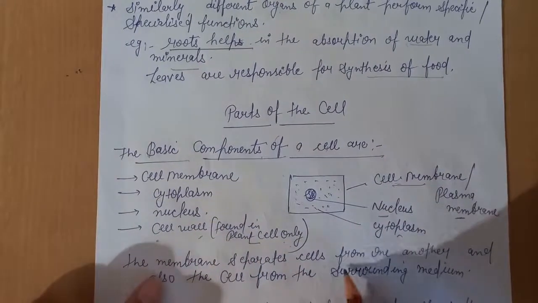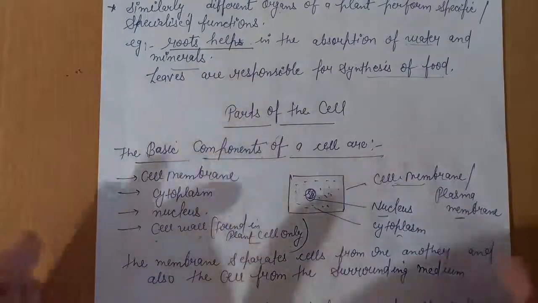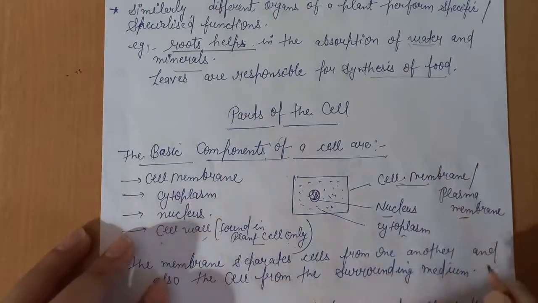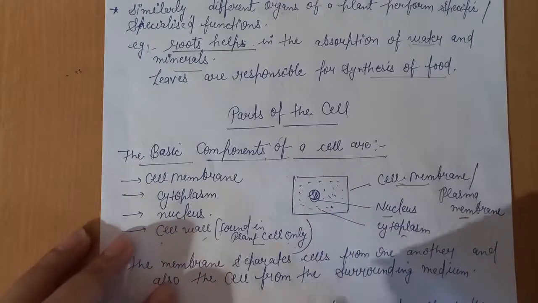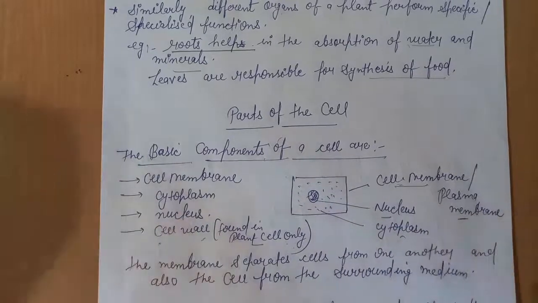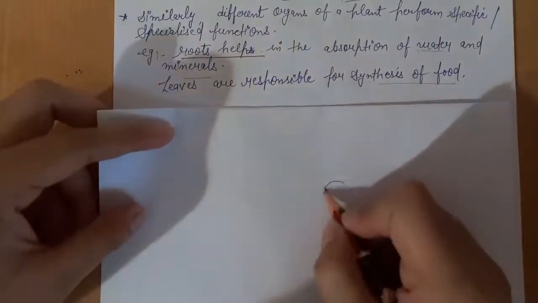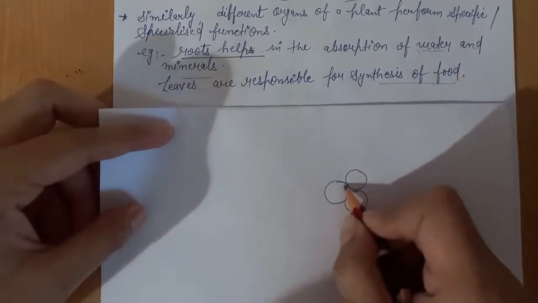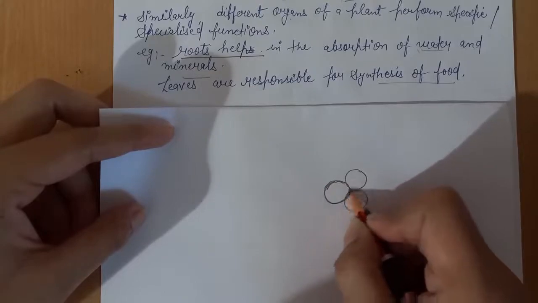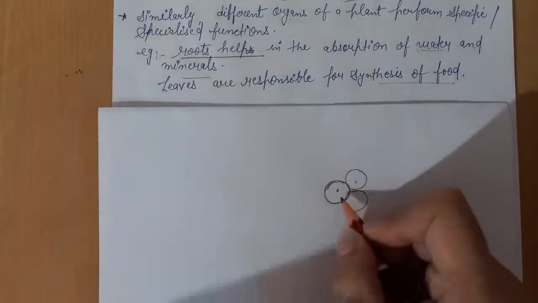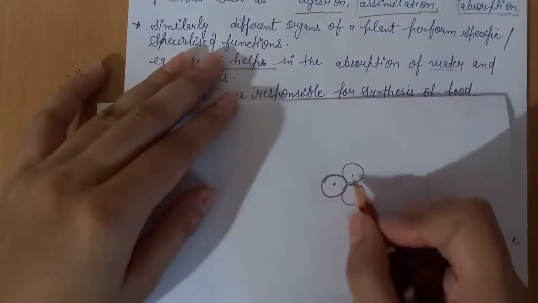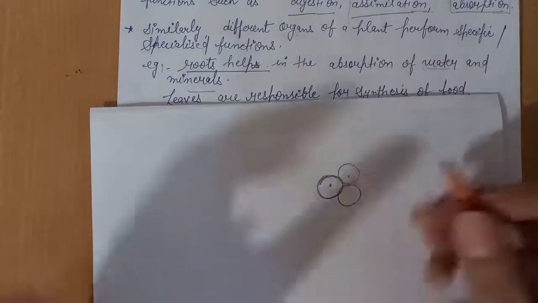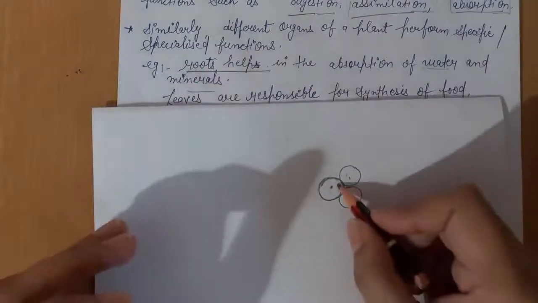Now the working of the cell membrane. The membrane separates a cell from one another and also the cell from the surrounding medium. It means in our body so many cells are combined together. So this cell membrane separates the cells from one another. So these two or three cells reside separately because of this cell membrane.